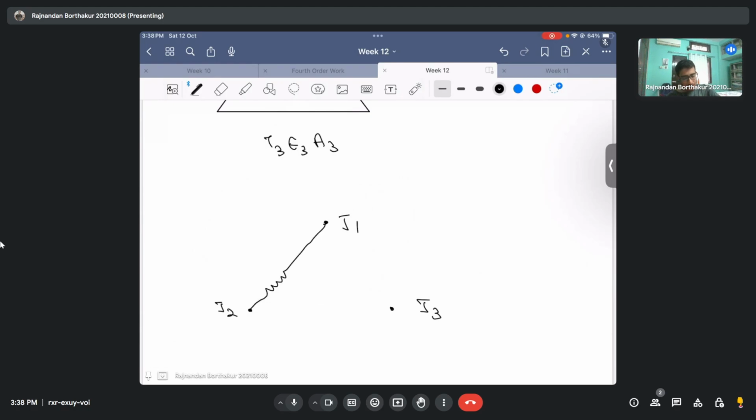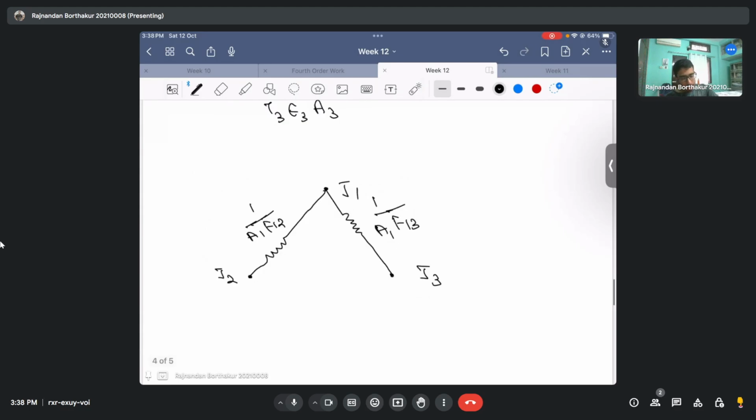And you can easily argue that the space resistance is nothing but 1 by A1 F12, or you can write it as 1 by A2 F21. Either of these is fine as per the reciprocity relation. Okay. Similarly, I will have a space resistance between 1 and 3. Okay. And this space resistance can now be written as 1 by A1 F13.